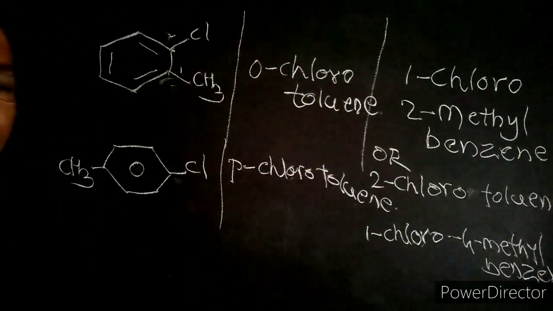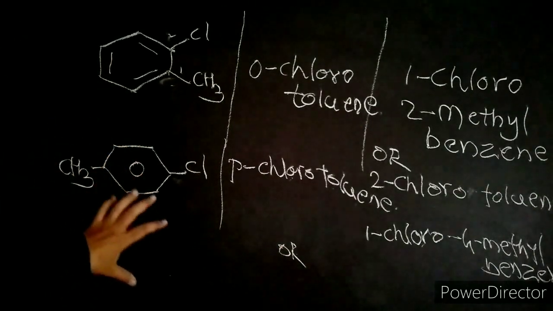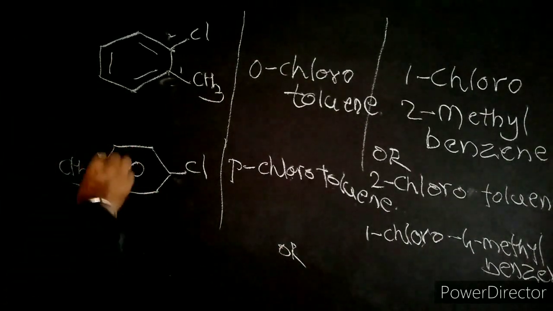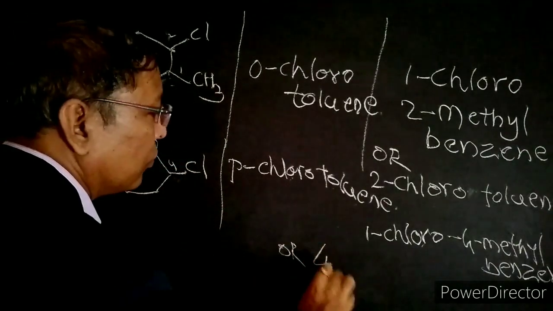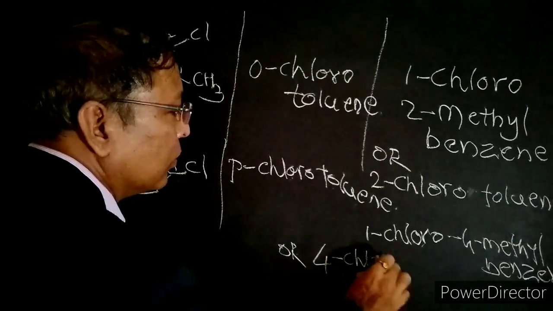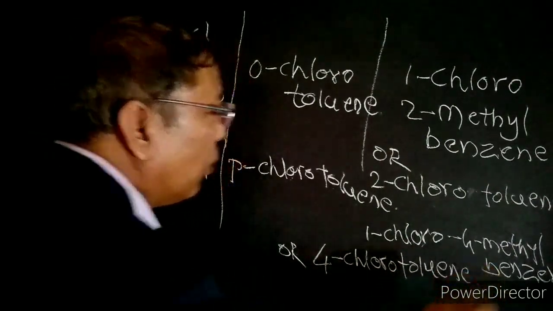Another name is, if we consider this as the product of toluene, so this is 1, 2, 3, 4, 4-chlorotoluene. Both the names are valid.